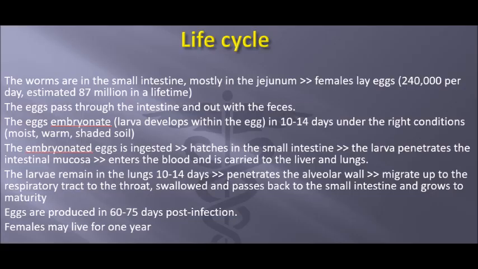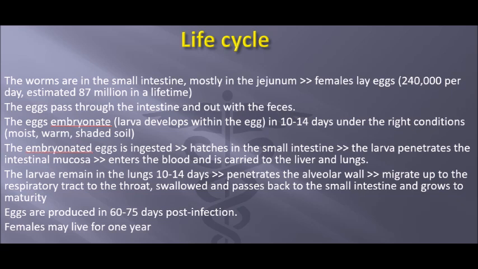Life cycle. The worms are in the small intestine, and the female lays eggs, about 240,000 per day and an estimated 87 million in a lifetime. The eggs pass through the intestine and out with the feces. The eggs embryonate. The larva develops within the egg in about 10 to 14 days under the right conditions, the right moisture, temperature, and shaded soil.